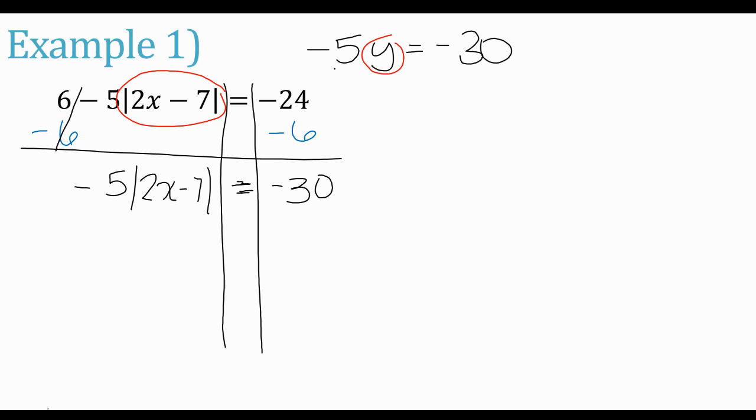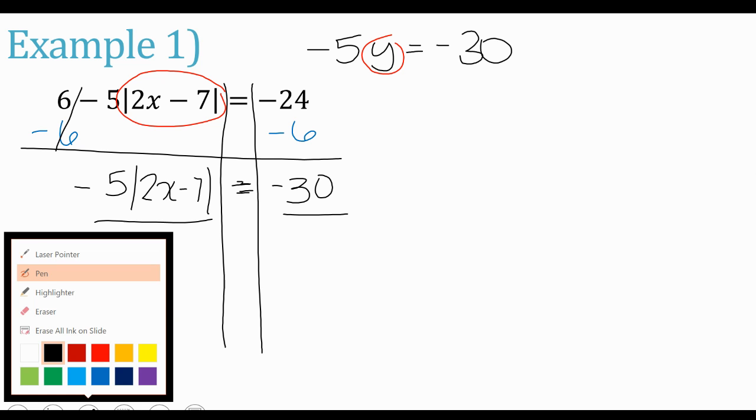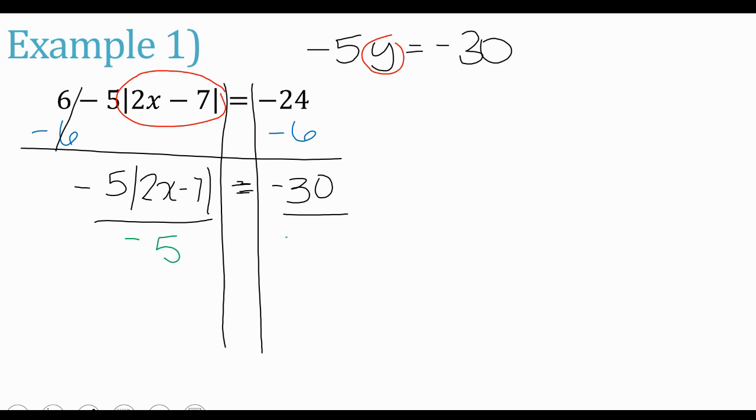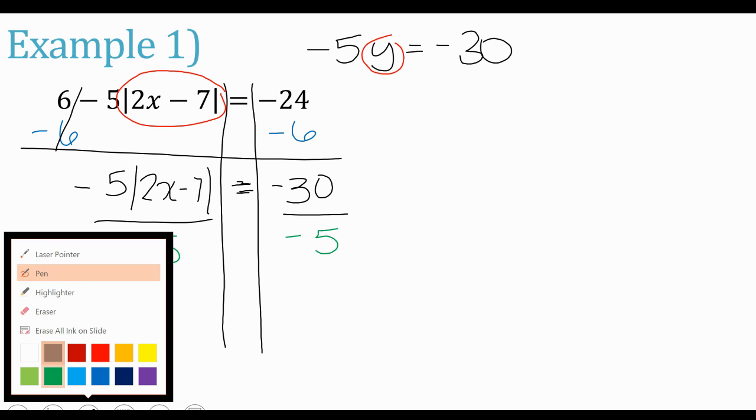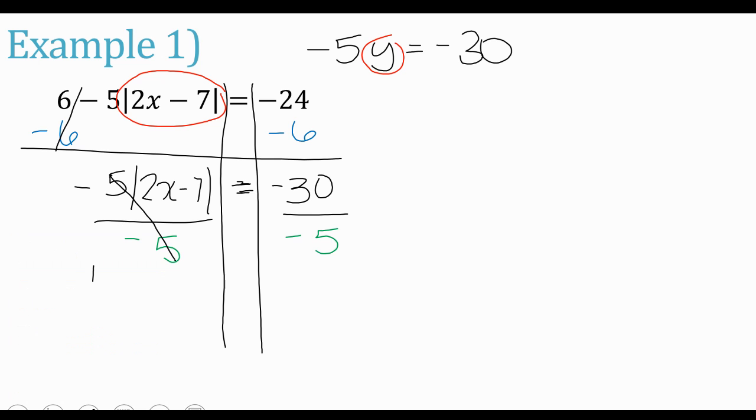Okay. So what we would do next to isolate y, we would divide negative 5 on both sides, which is the same thing we're going to do here. We want to isolate those absolute value bars, so we're going to divide negative 5 on both sides. So those cancel. We get the absolute value of 2x minus 7 is equal to negative 30 divided by negative 5, which is a positive 6.